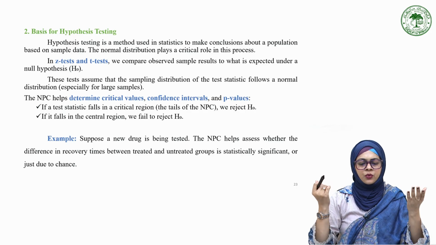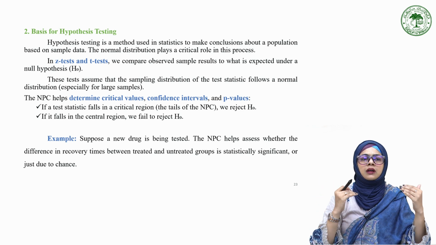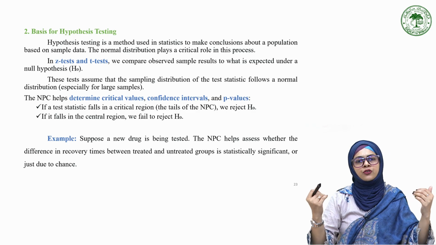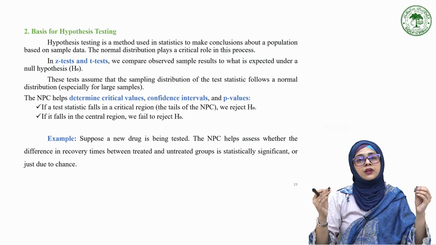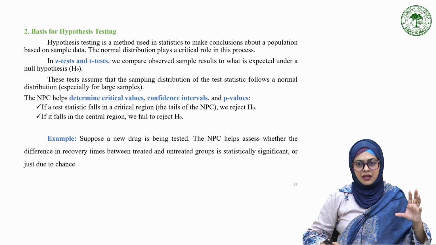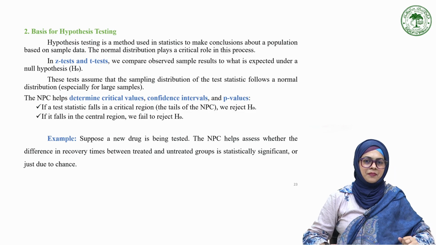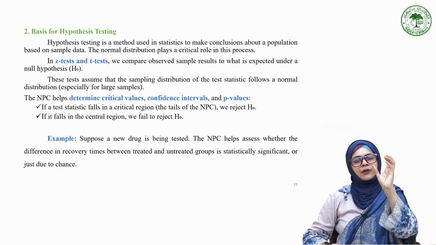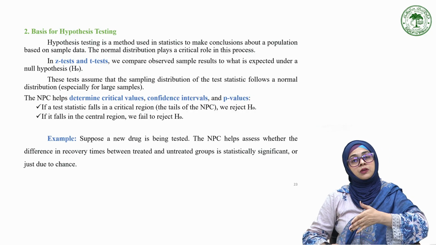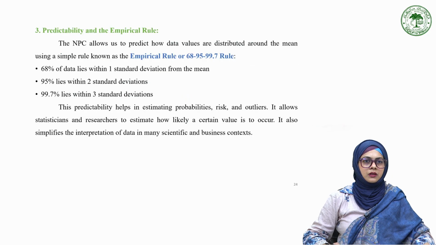For example, a new drug is being tested. The NPC will help assess whether the difference in the recovery times between the treated and the untreated group is statistically significant or just due to chance. So NPC, you can say, is like a map in hypothesis testing. It helps identify whether the observed result is normal, likely, or extreme, that is unlikely, if the null hypothesis were true.